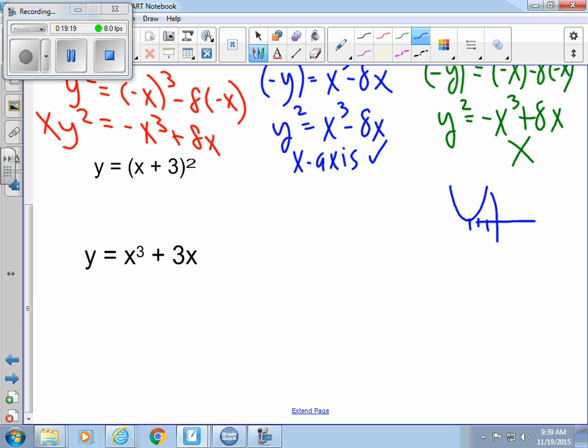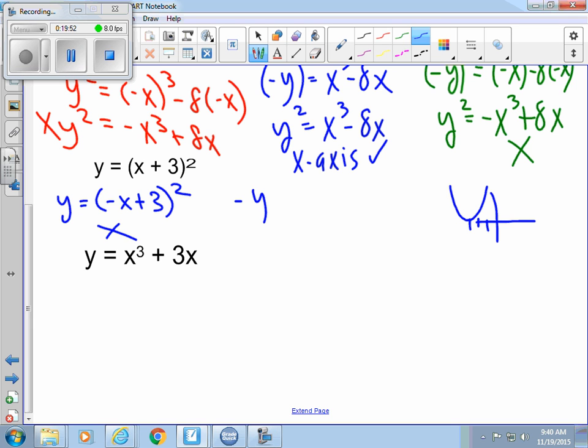So I'm going to replace x with negative x. You could FOIL if you want to, but are those the exact same equation? No. That one is a parabola moved. That's not the same thing. Everyone agree? You could FOIL it to verify that if you really were unsure. Those are not going to be the same, right? So, it does not have y-axis symmetry.